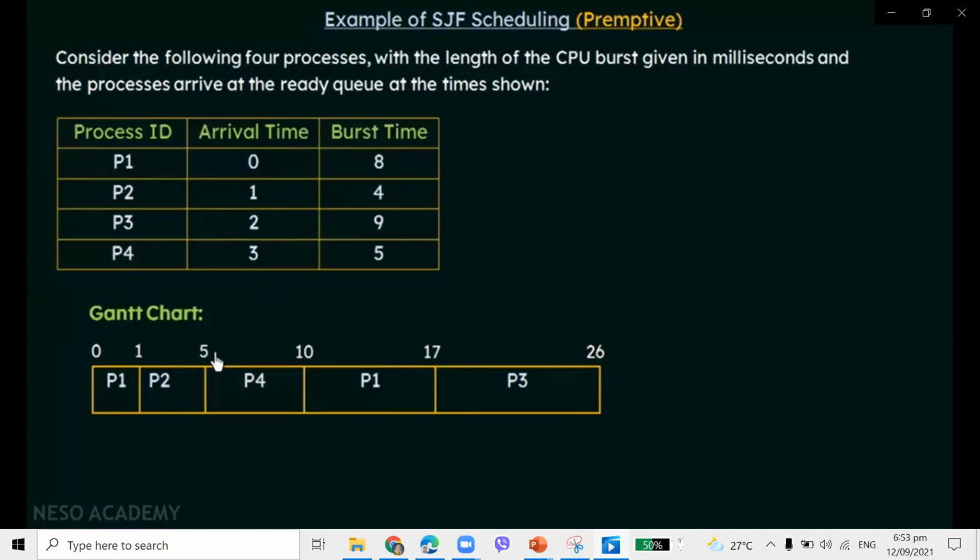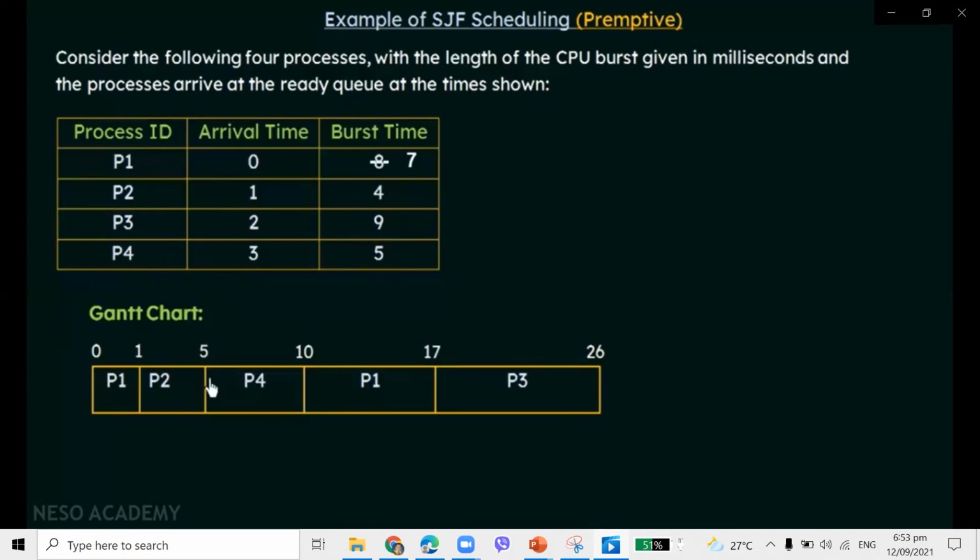Alright, now since P2 has completed, the question is who will get the CPU next? Now we have P1, P3 and P4. Who is going to get the CPU now? So let us see. What is the burst time of P1 now? It is not actually 8 now because P1 already completed 1 millisecond of execution in the beginning. So the burst time of P1 is now 7 milliseconds. Keep that in mind. And P3 and P4 never got the CPU, so their burst times are 9 and 5. So here we have 7, here we have 9, here we have 5. Which is the smallest one? It is 5. So that is P4. So P4 is the one to get the CPU next.